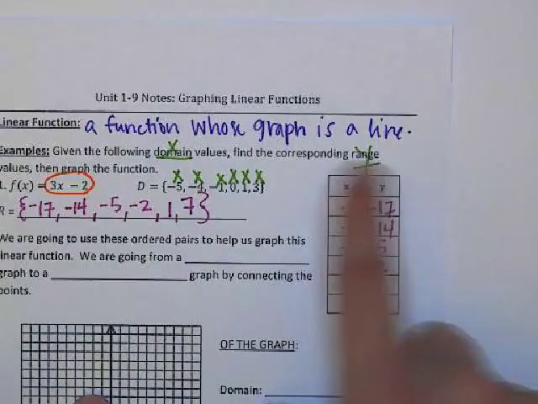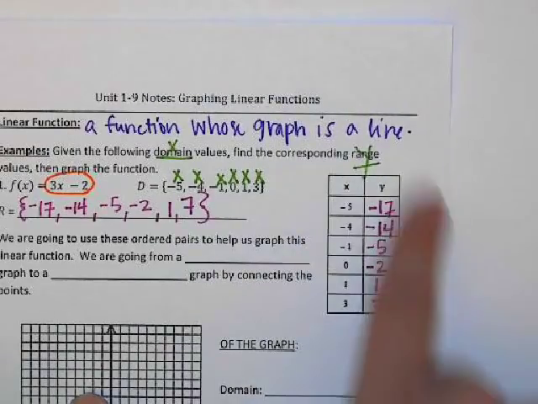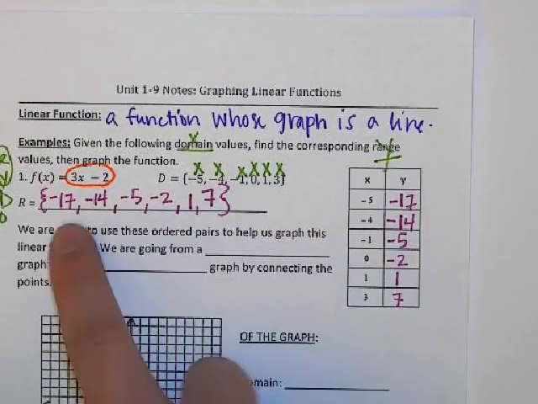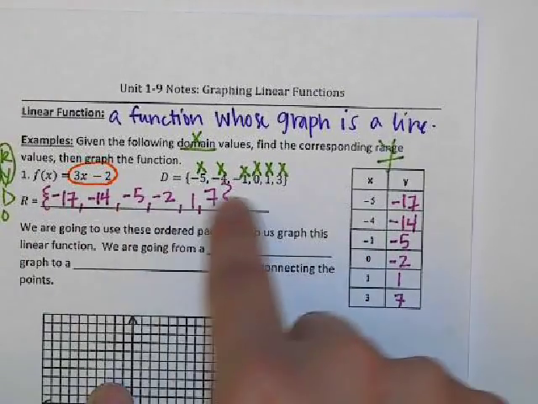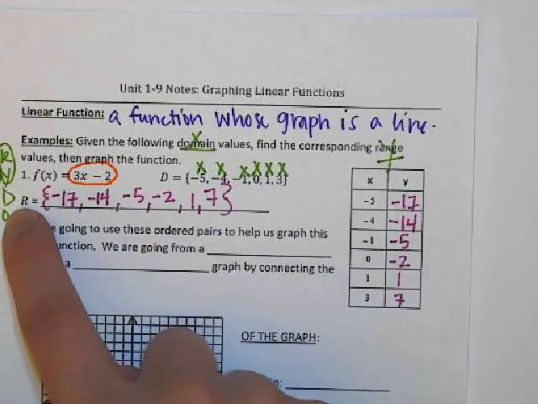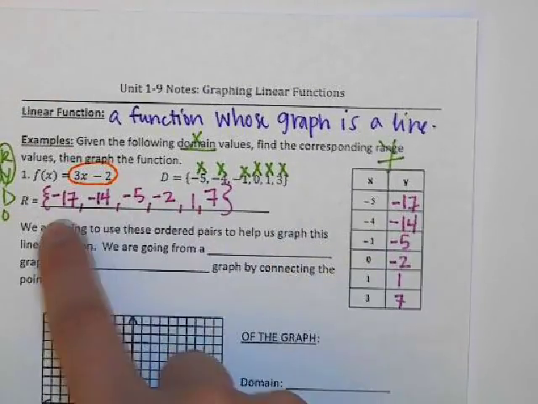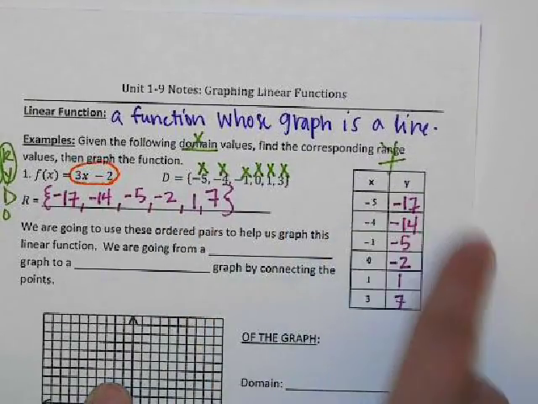Okay, what's this called over here? A table, right? Okay, a table. What are these? They're my what? My y's, which stands for R. What's the R stand for? Range. These are my range. These are my domain. This is a table.